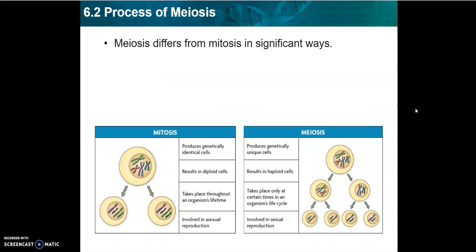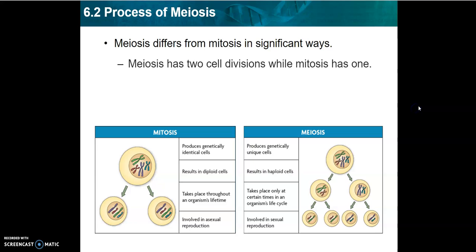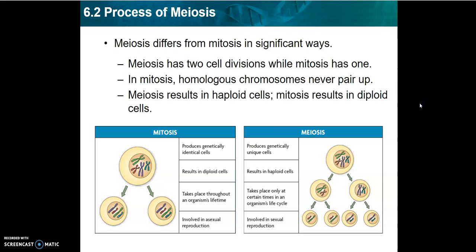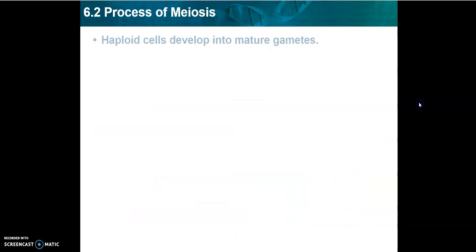This is going to differ from mitosis in several significant ways. The first is that meiosis has 2 cell divisions, while mitosis only has 1. In mitosis, the homologous chromosomes never pair up. They never have a need to. Meiosis results in haploid cells. Mitosis results in diploid cells.